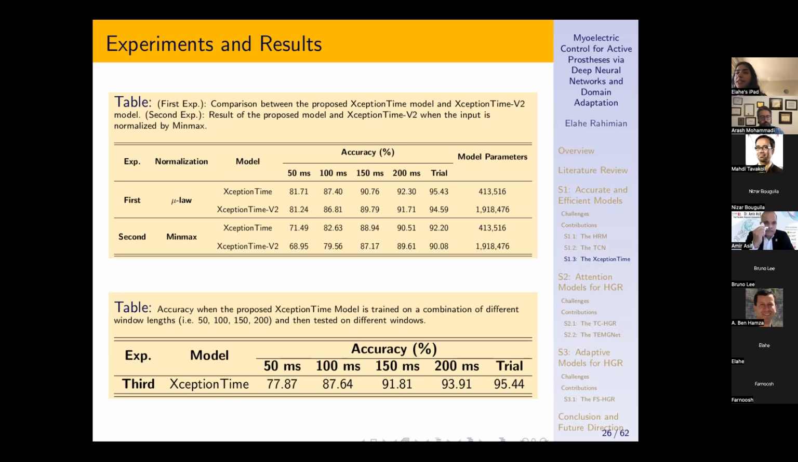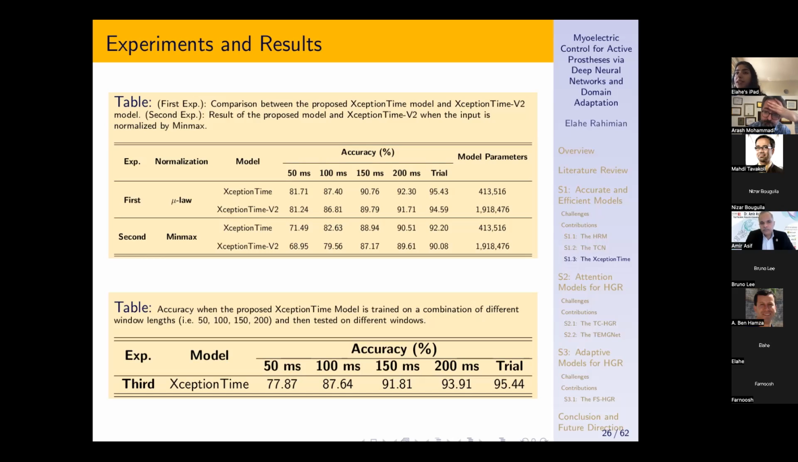Another experiment that we are using here is to validate our claim that by using Myoelectric normalization, we can improve the accuracy. Actually, here we propose this type of technique for normalization. For example, if you look at the window size 50 milliseconds, you can see that the result for min-max is about 71%, but for Myoelectric is about 81%.